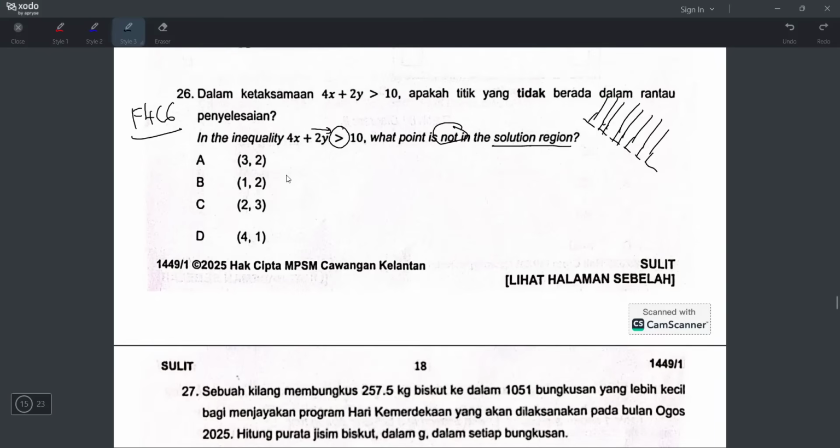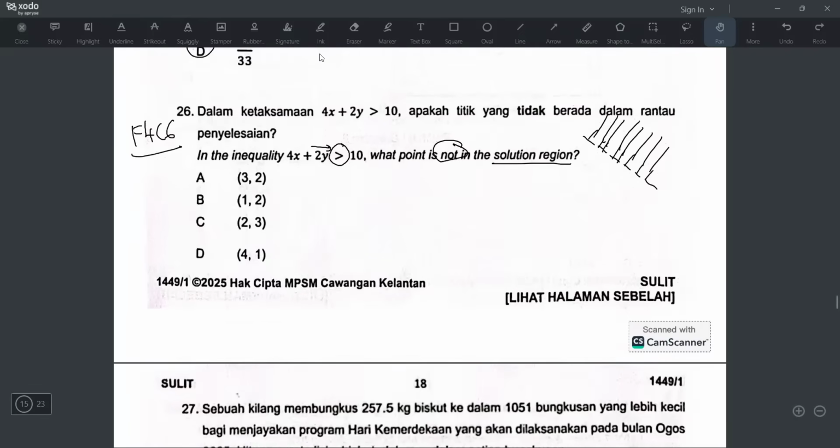Okay, but I won't do it like that lah. This is paper one, right? I don't think you do it like that. Can also lah, but it will be very slow and takes time. So let me show you a better way to do it.